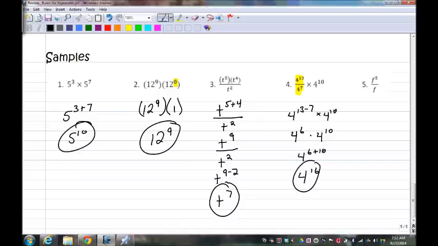And then the last one. This one isn't bad unless you didn't realize that the bottom has an exponent of 1. And then 5 minus 1 is 4, so we have f to the 4th power.